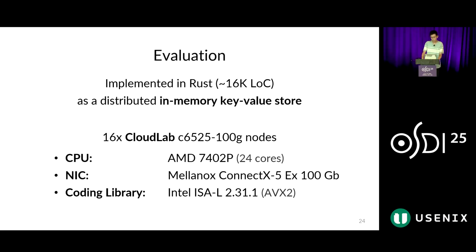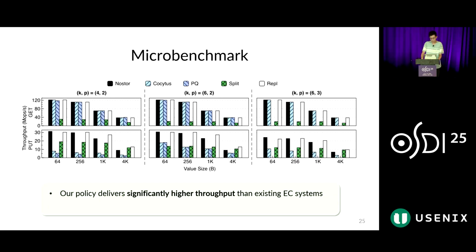We implement our policy in an in-memory key-value store with around 16,000 lines of Rust code. The system is evaluated on a 16-node cluster on CloudLab. Micro-benchmark results show that our system, Nostor, delivers significantly higher throughput than existing EC systems when objects are small. Still, when objects are large, it may consume extra network bandwidth.